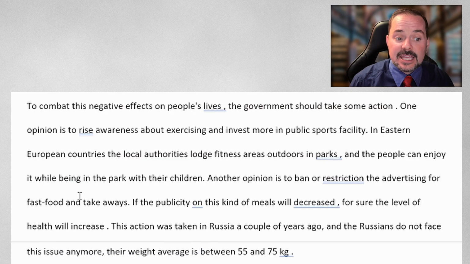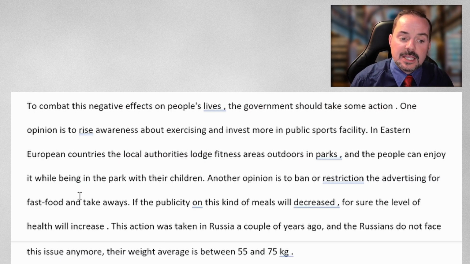To combat this negative effects on people's lives, the government should take some action. One option is to raise awareness about exercising and invest more in public sports facility. In Eastern European countries, the local authorities lodge fitness areas outdoor in parks, and the people can enjoy it while being in the park with their children. Another option is to ban or restriction the advertising for fast food and takeaways.